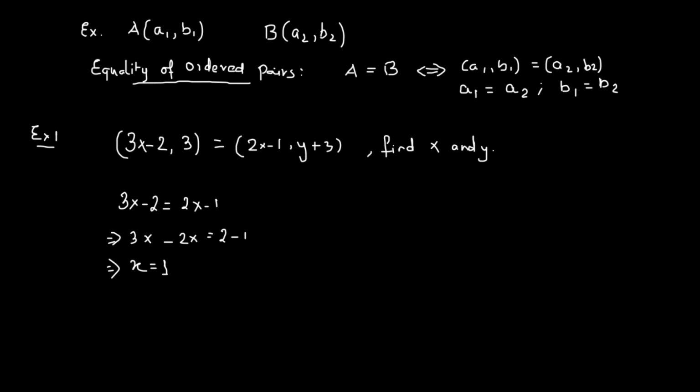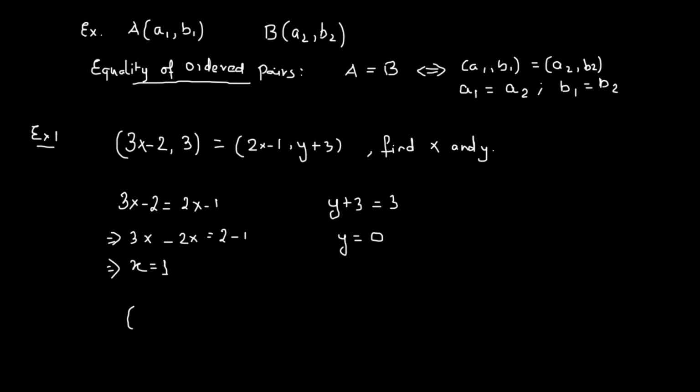And then for the second equation, what we do is we equate the corresponding ordinate value. So that gives us y plus 3 equals 3. Solving for y, we get y equals 0. Now let us substitute this value of x and y back to our original equation.